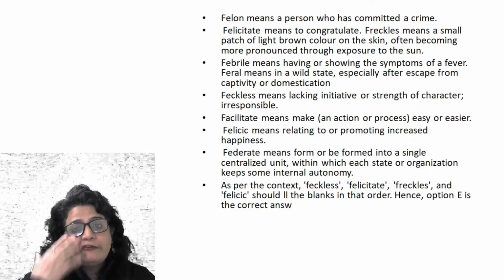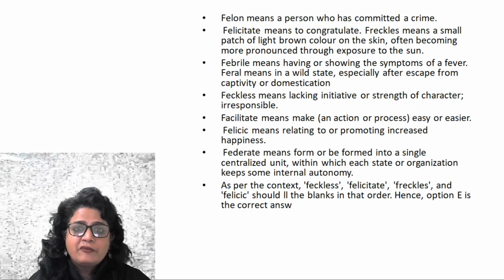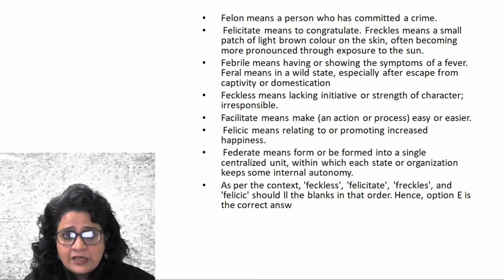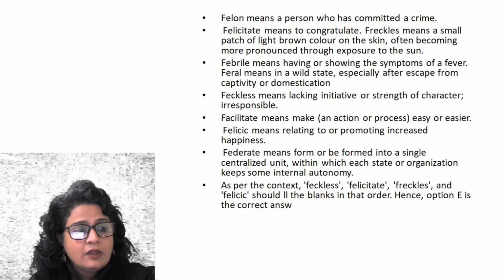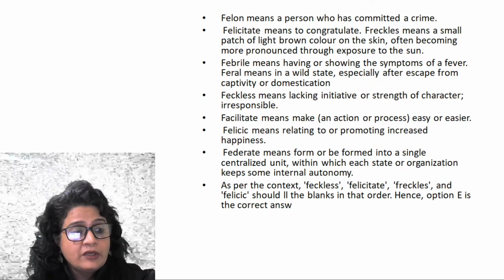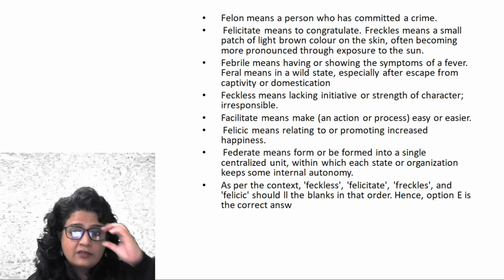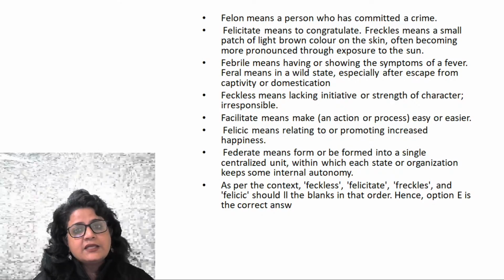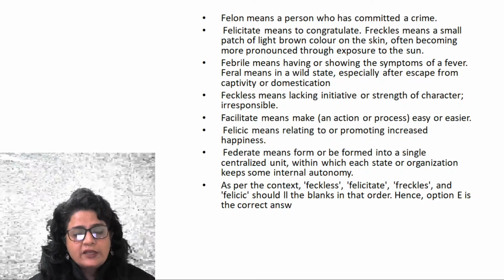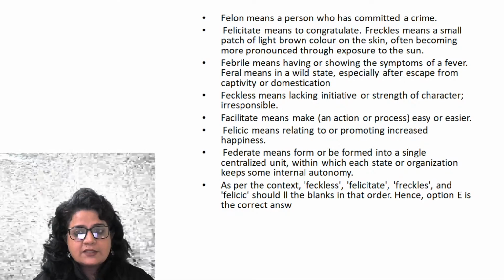Let's look at the meaning. Felon is a person who has committed a crime. Felony is crime. Felon is a person, right? It's an American term which is very frequently used for crime and criminals, right? Felon is a person. Felony is crime. Felicitate, as I told you, is to congratulate someone or to celebrate someone's success.